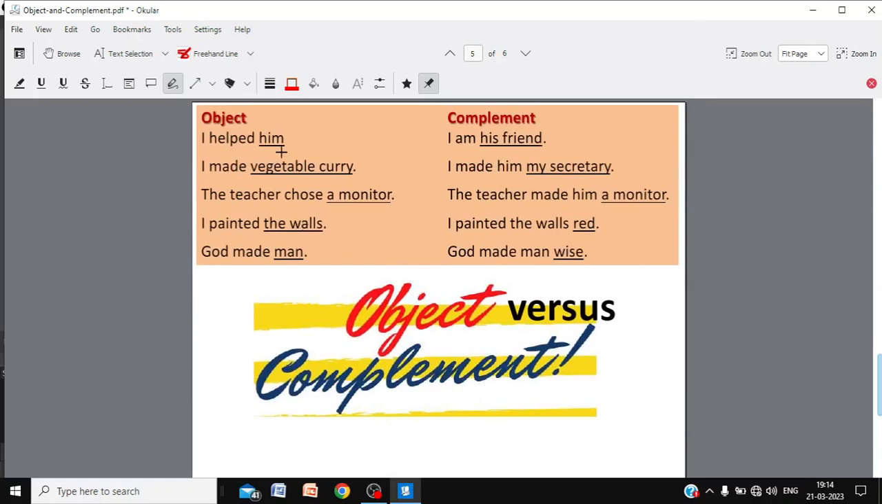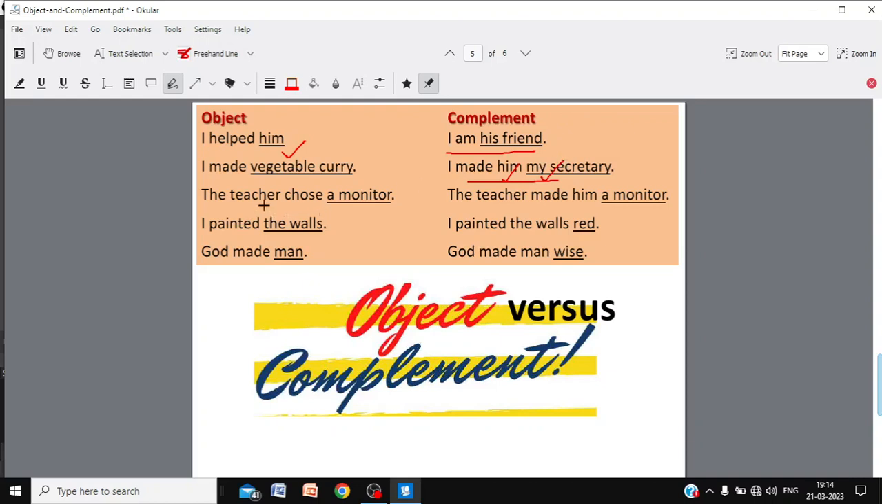I helped him: him is an object. Note that I and him are two different persons. I am his friend. I and friend are the same thing. I made vegetable curry. I and vegetable curry are two different nouns. I made him my secretary. Him and secretary are the same person.